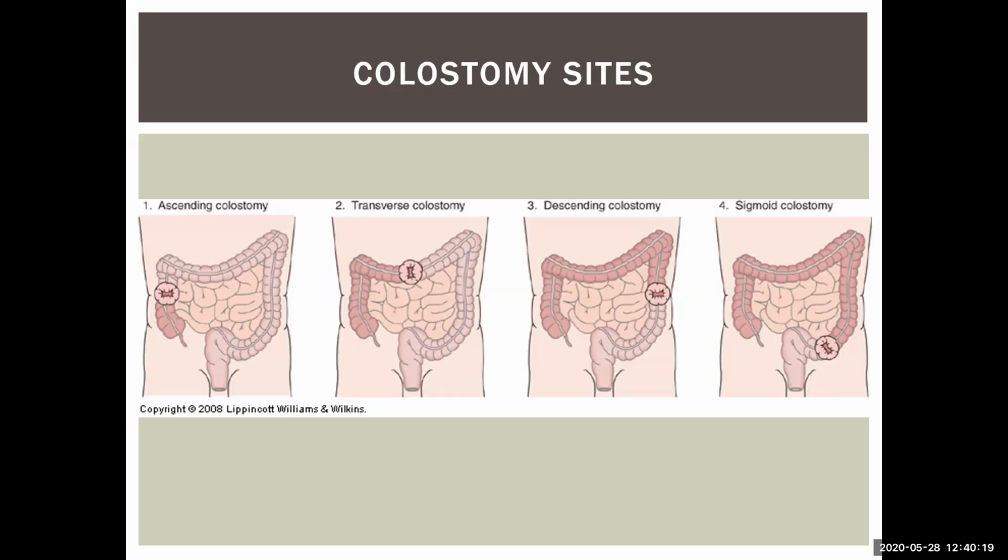Some of the different colostomy sites, so it depends on where they go in, where the outside pouch would be. So if they're in the ascending colon, it's on the right side, transverse in the middle, descending on their left, and then sigmoid, left lower abdomen. And then the further down they go, so down to sigmoid, the output will be a firmer stool. So when you go up to ascending colostomy, their output's always going to be like a liquid.